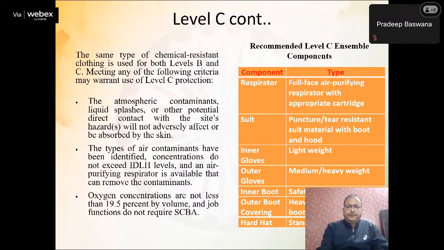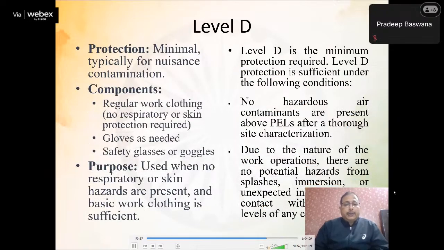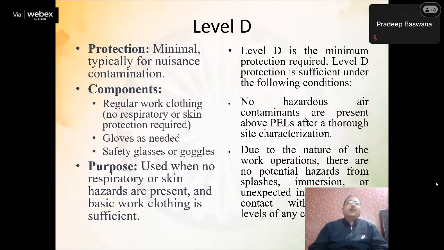in this particular case. Level D, the protection is minimal, typically for nuisance contaminations, not for a very big hazardous attack, incident, or this type of thing. Components are regular working clothes, no respiratory or skin protection required. Gloves as needed, safety glasses or goggles. So it's a very minimal type of protection which we require. The purpose of level D is when no respiratory or skin hazards are present and basic work clothing is sufficient. So we can easily say, okay, this material is not going to penetrate the material, and even if penetrated, it is not very dangerous to the skin. That particular part is there, and if it is not there, we can easily say normal clothing could be required.